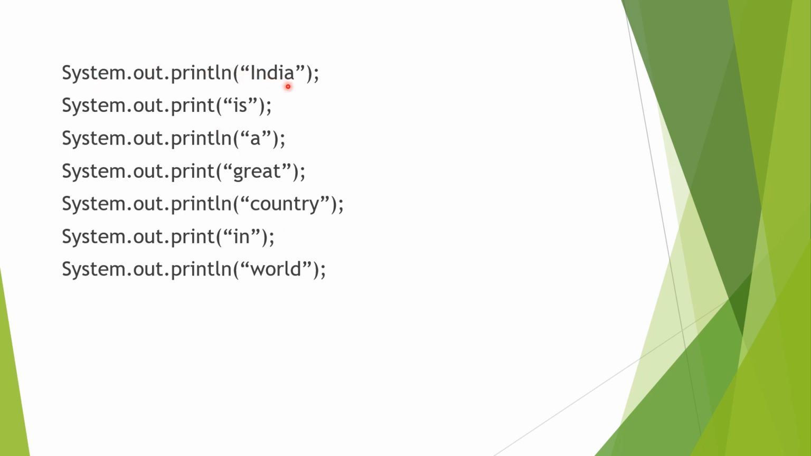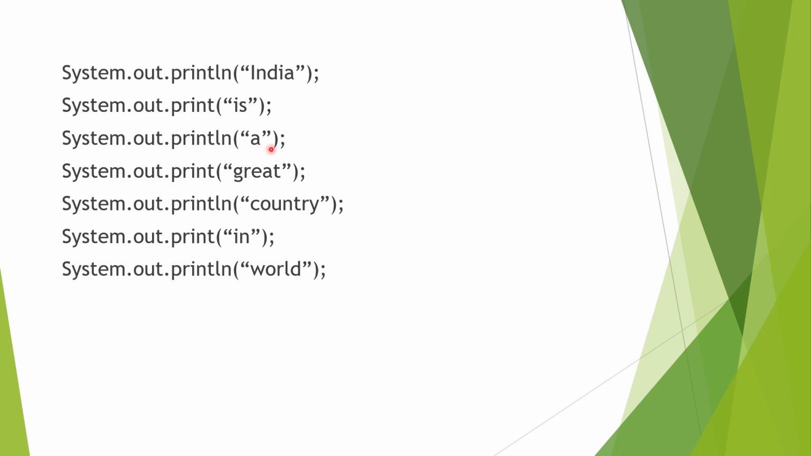System.out.println India. Here I have used ln. So first it will print India and the cursor will come to the next line. Then system.out.print is will be displayed and cursor will remain there.